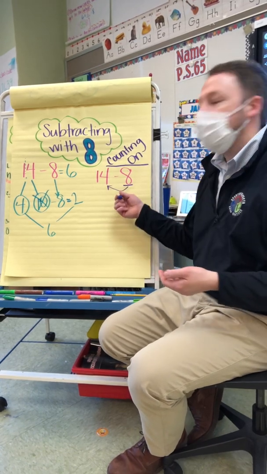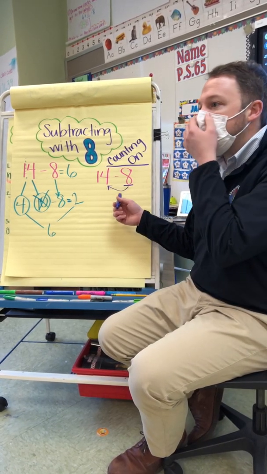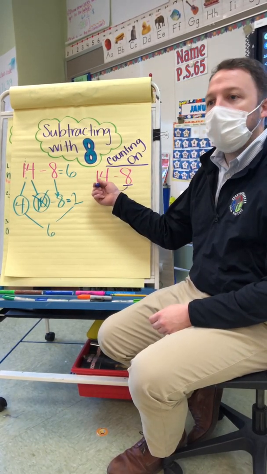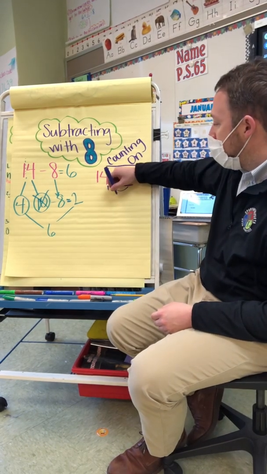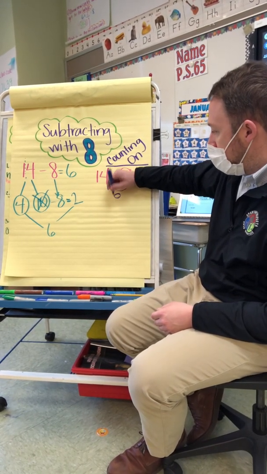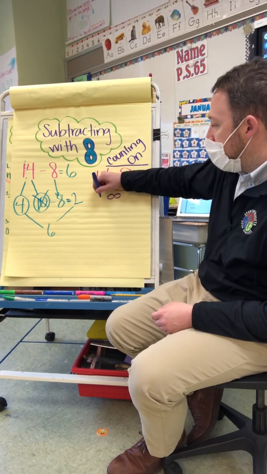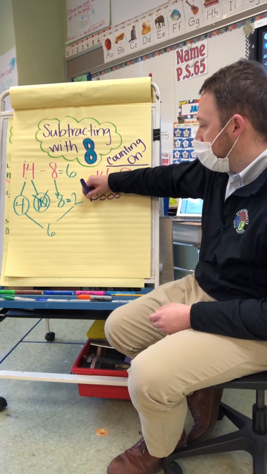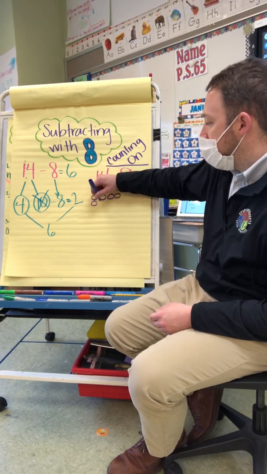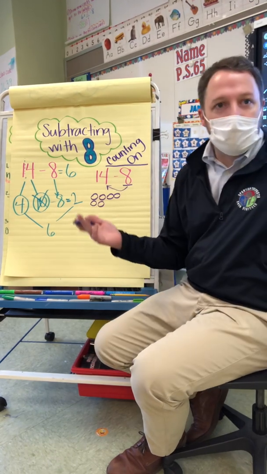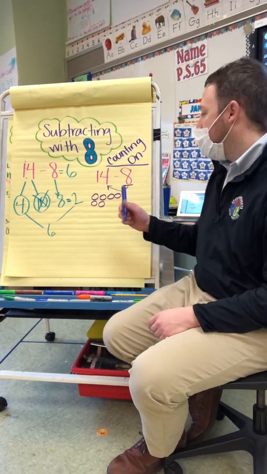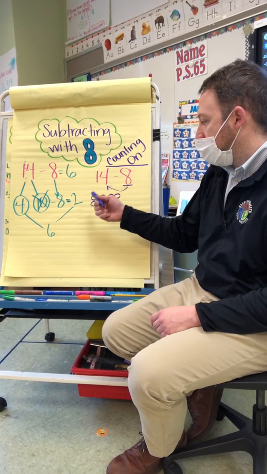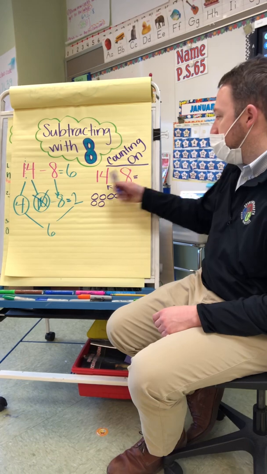So let's do it on paper, okay? What we're going to do is draw a counter for each number that gets us to 14. So after 8 comes 9, after 9 is 10, after 10 is 11, after 11 is 12, after 12 is 13, and we stop, right? Because we hit 14. But now, how many counters do we draw? 1, 2, 3, 4, 5, 6. So 14 minus 8 is 6.